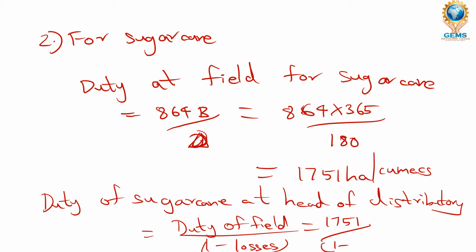1751 divided by 1 minus 0.4, we are going to find the value for the duty of sugarcane. We get 2920 hectare per cumec. Okay, this is our value. It's an important sum, please revise it.